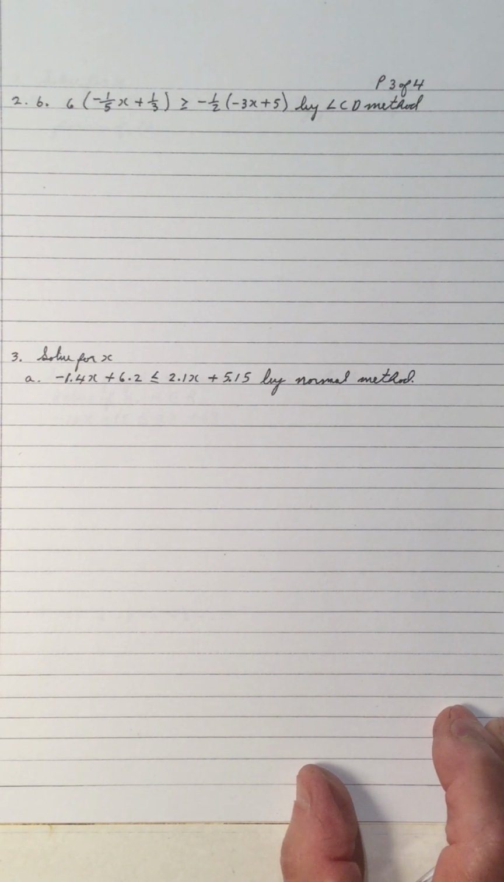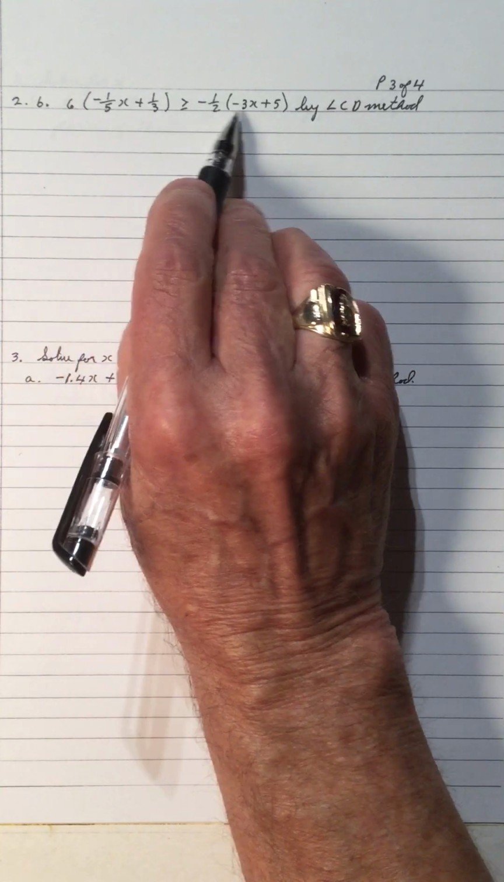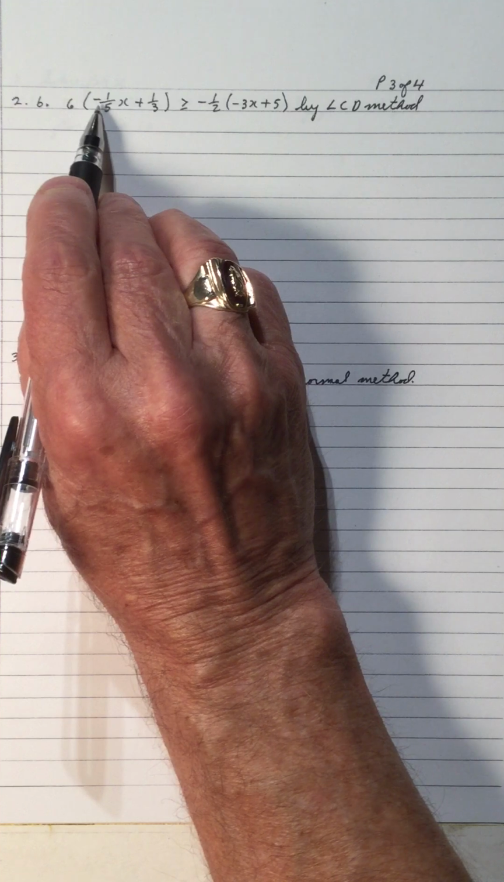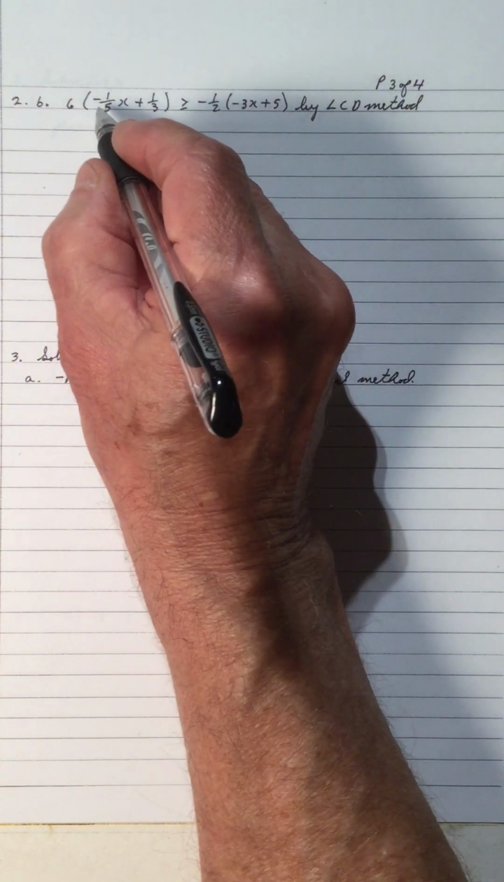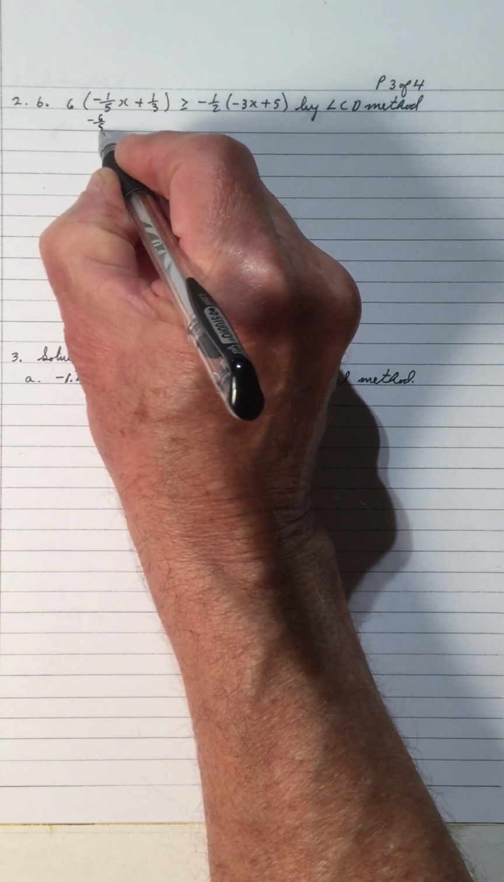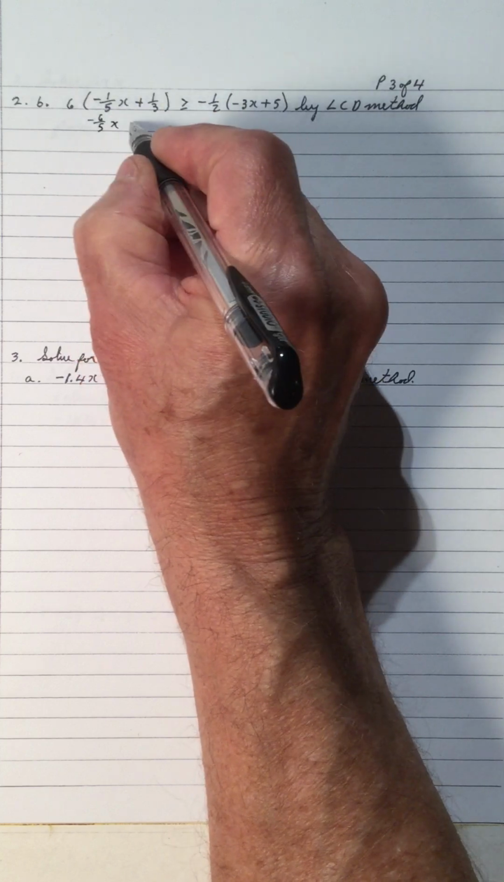So 2b is fractions, but I have a little bit added. I have a number outside of the bracket, so we'll eliminate the numbers first. So 6 times negative 1/5 is 6 times 1 is negative 6/5x. 6 times 1/3, 3 and the 6 goes 2.